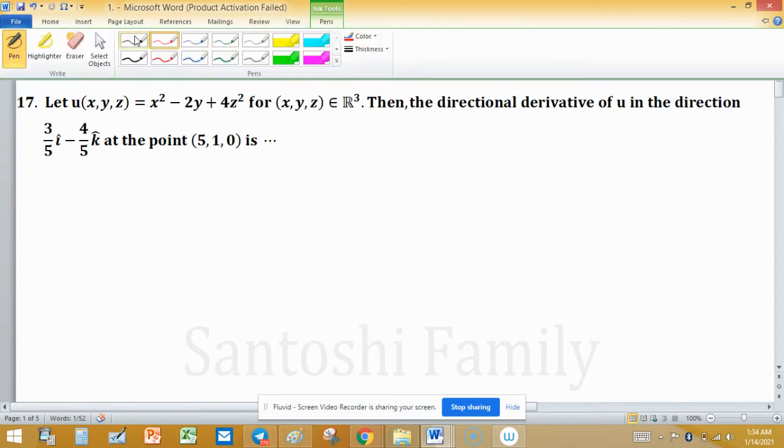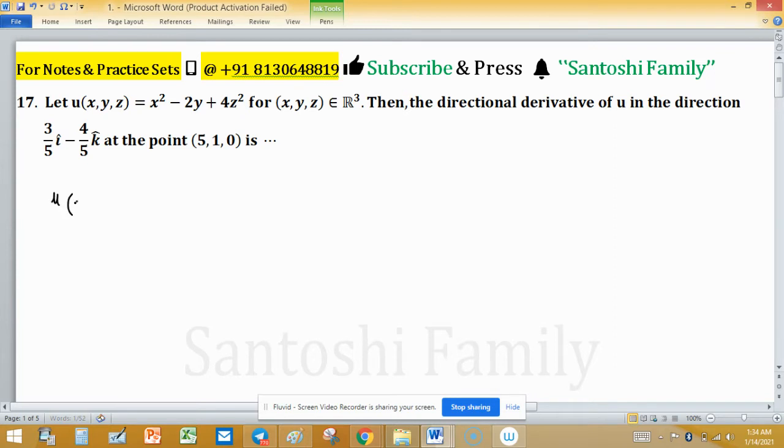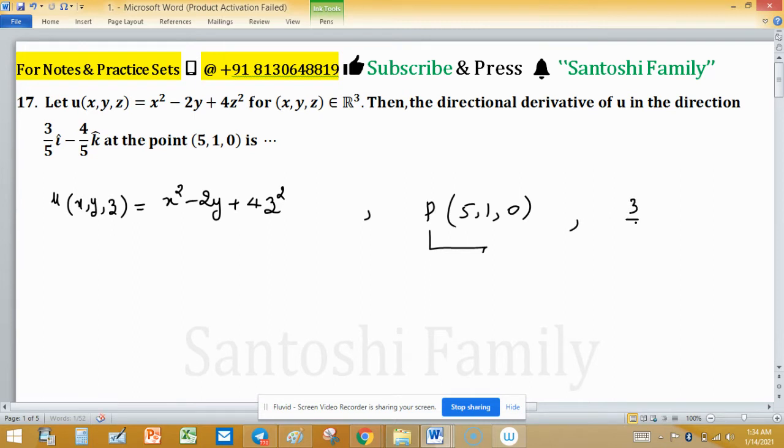The function is given by u. u is a function of x, y, z in three variables, x² − 2y + 4z², and at a point (5, 1, 0) we have to find the directional derivative. Normally I denote this point by the letter P, and the direction is 3/5 i cap minus 4/5 k cap, where the j component is 0.